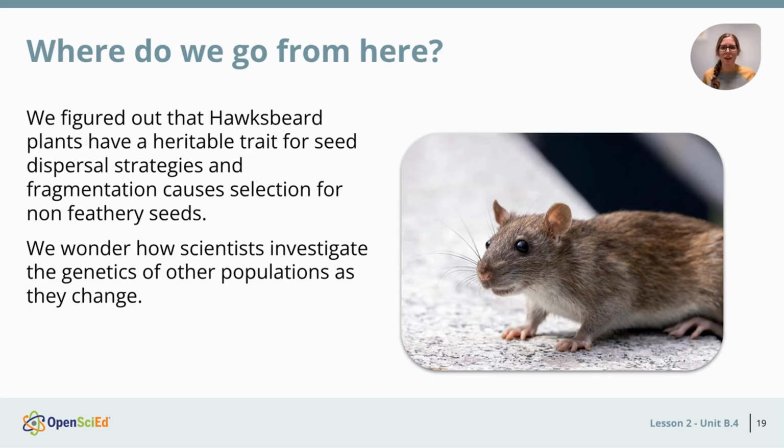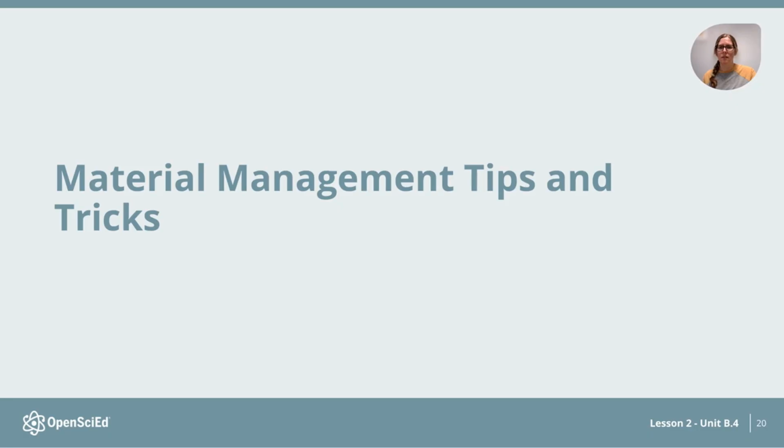So where do we go from here? We figured out that hawksbeard plants have a heritable trait for seed dispersal strategies, and fragmentation causes selection for non-feathery seeds. We wonder how scientists investigate the genetics of other populations as they change. Remember, in this lesson, the students figured out that the type of seed that a plant is producing is inherited.